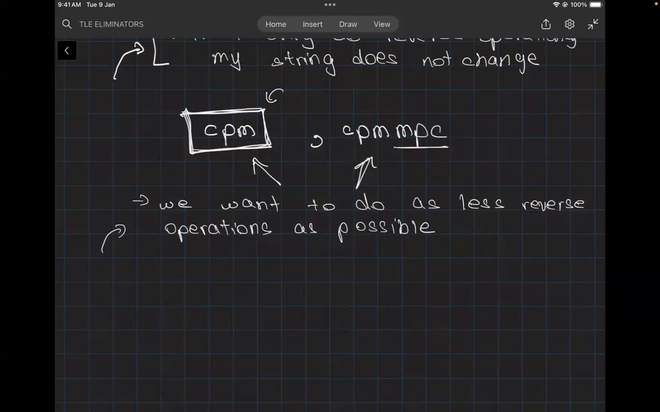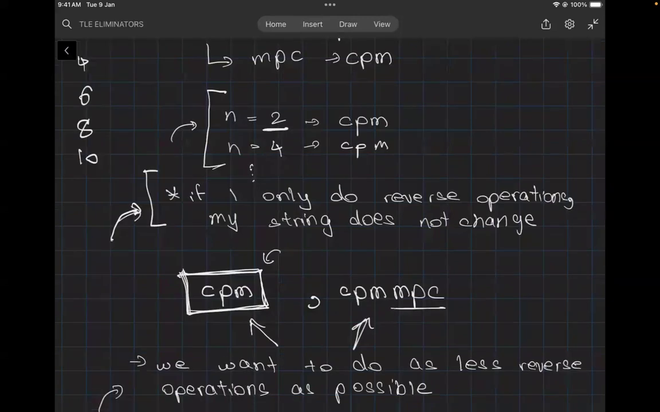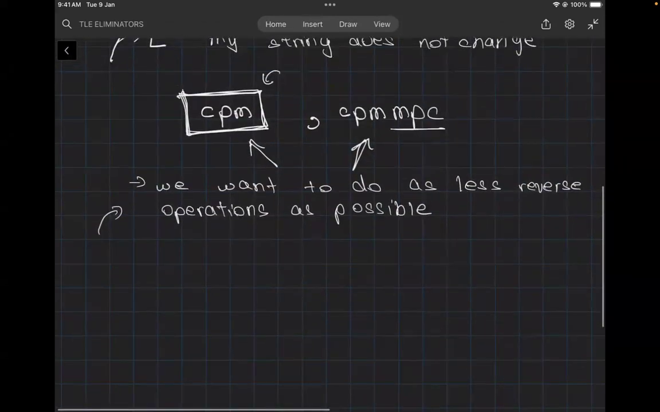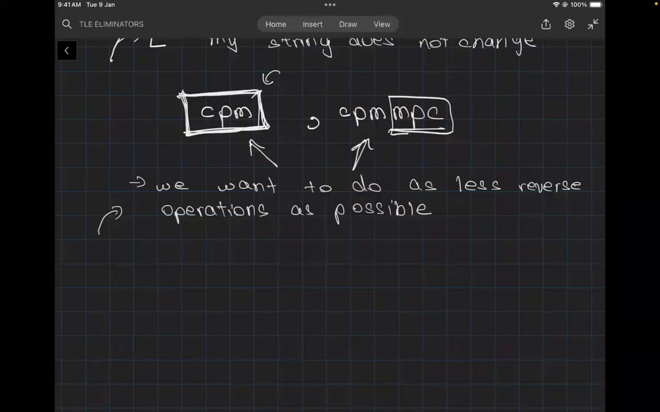Okay. So what did we discuss? First of all, if we do only reverse operations, then my string does not change. Second, if I have a string CPM and I append its reverse to it, the original string is always going to be lexicographically smaller. Now, if these two observations are clear, let's move on to the final observation that will help us solve the problem.